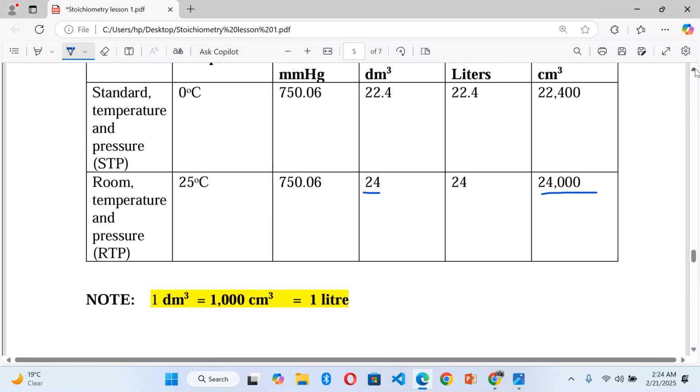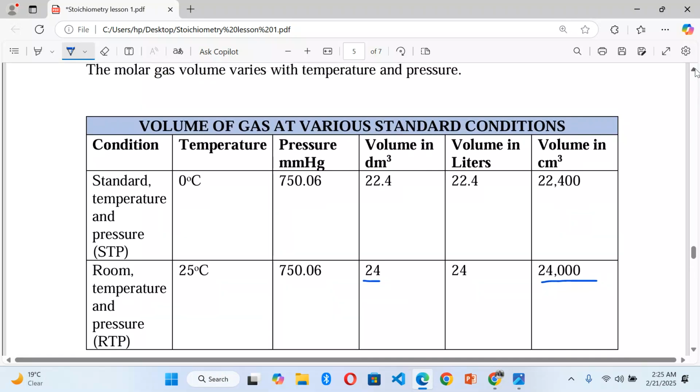So this is the table that we shall be using when we are calculating, relating the moles of a gas with its volume at different conditions. At STP, we have at STP, and also we have at RTP.